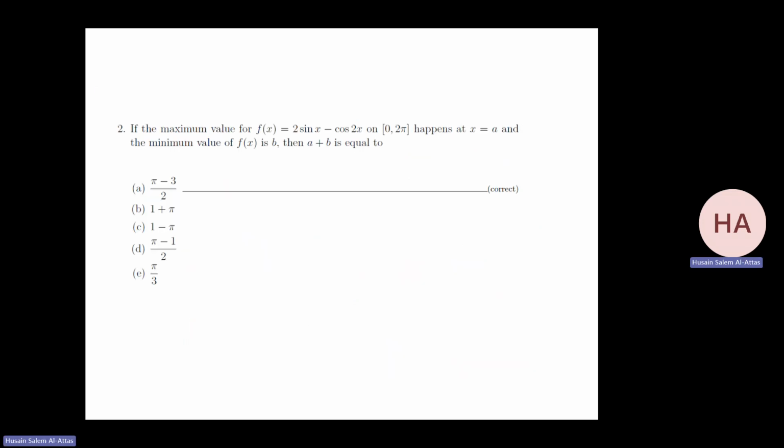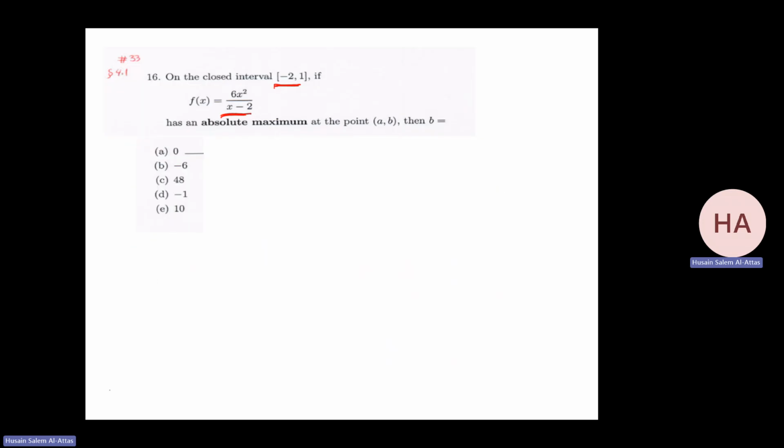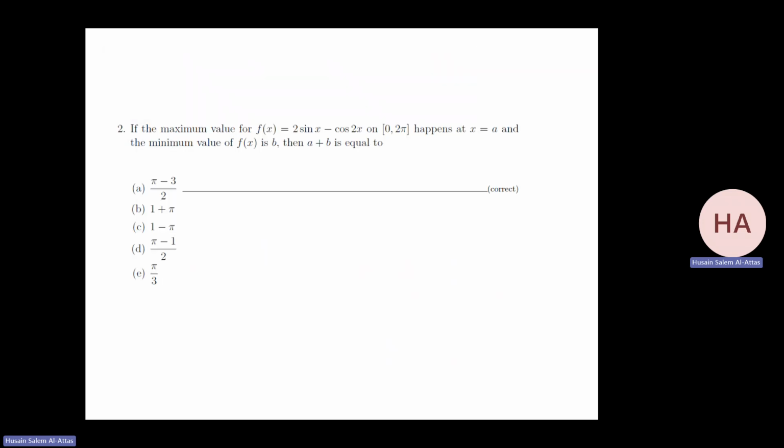Okay, let me do this one. I think I have a few to do. Let me do these ones. Now this one, the function is continuous. Look at the question. If the maximum value happens at x equals a, and the minimum value is b, we want you to find when the minimum is, what the minimum is, and when the maximum happens. We can do exactly the same thing.